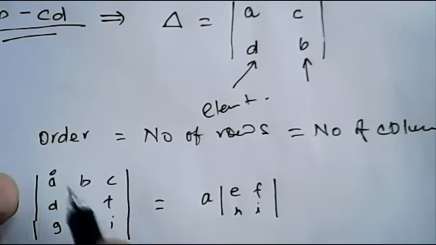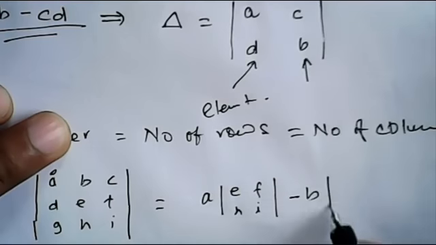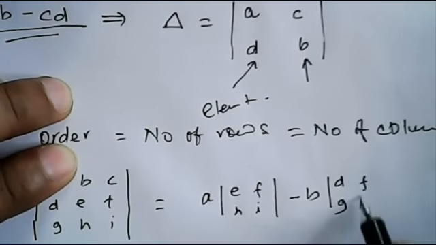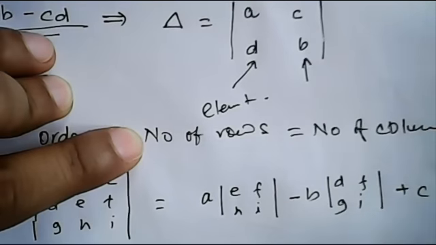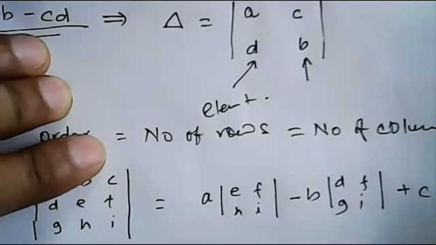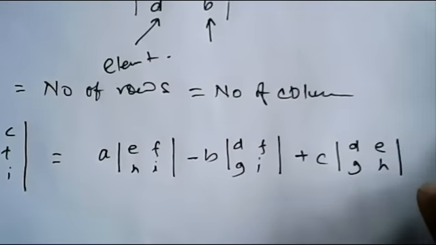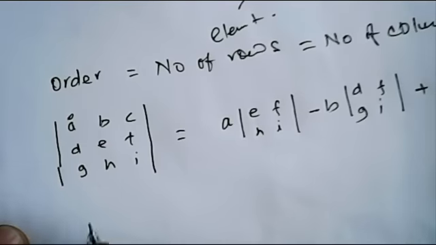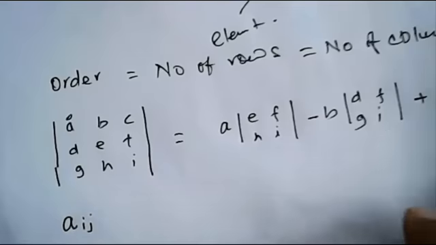Again, this one is B. So for the second we take minus B, and then again we hide this row and column. So the remaining is D, F, G, I. And then again plus C, and then hide this. So it will be D, E, G, H. I'm writing these letters randomly, A B C D E F G H, but the elements should be written as A i j, which represents the element from the ith row and jth column.